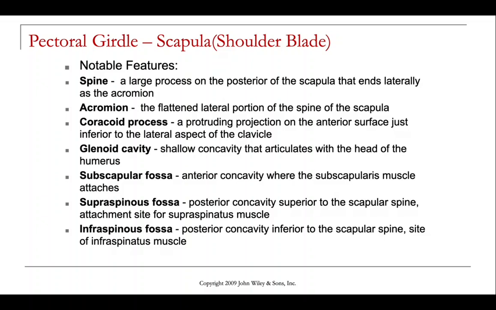The glenoid cavity is going to be the shallow cavity that's going to articulate with the head of the humerus. This is a shallow cavity, so dislocating the humerus is a lot easier to do than to dislocate the pelvis.